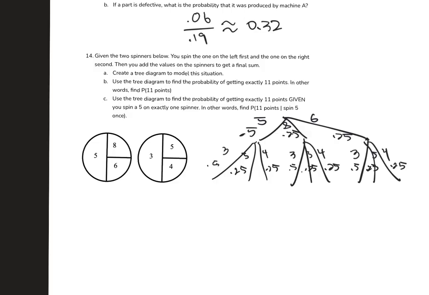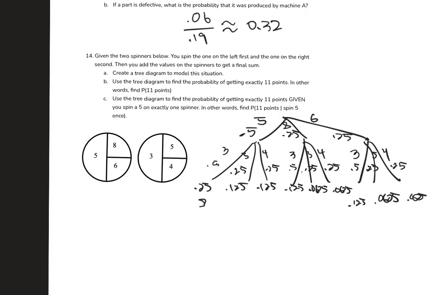So when we multiply down here, we get 0.25, we get 0.125, we get 0.125, we get 0.125, 0.0625, 0.0625. Here we get again 0.125, 0.0625, and 0.0625.